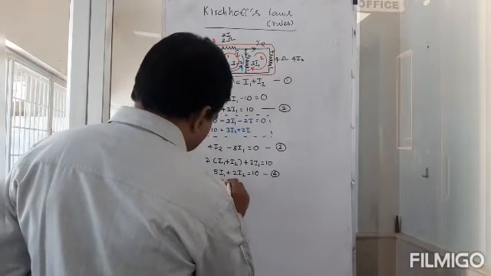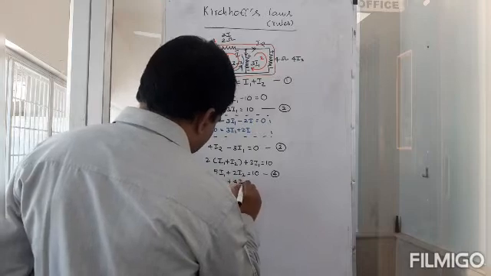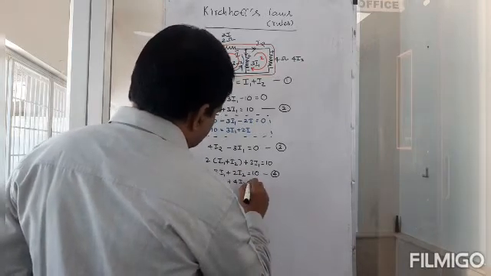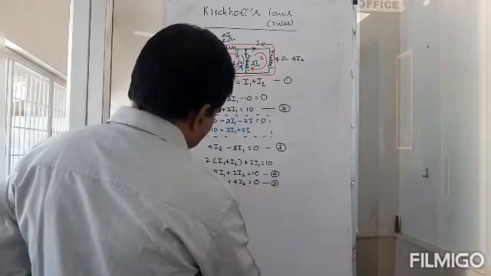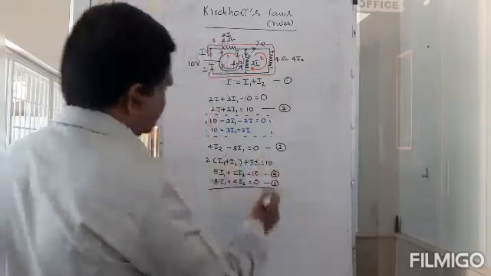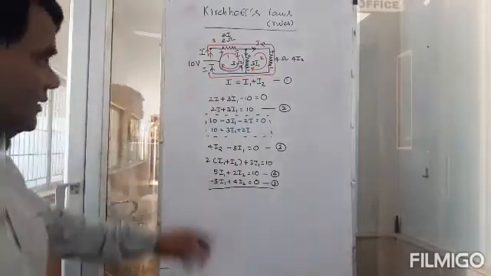Minus 3i1 plus 4i2 equals 0. So equation 3. Can I solve? Yeah, I can very easily solve this, right?